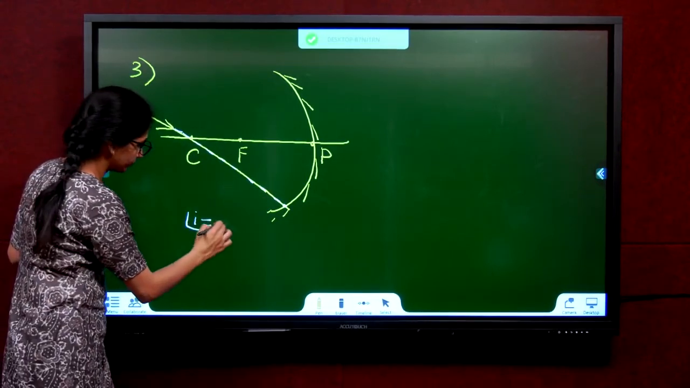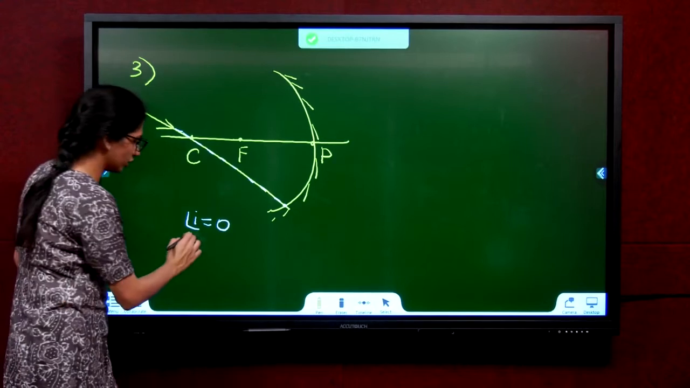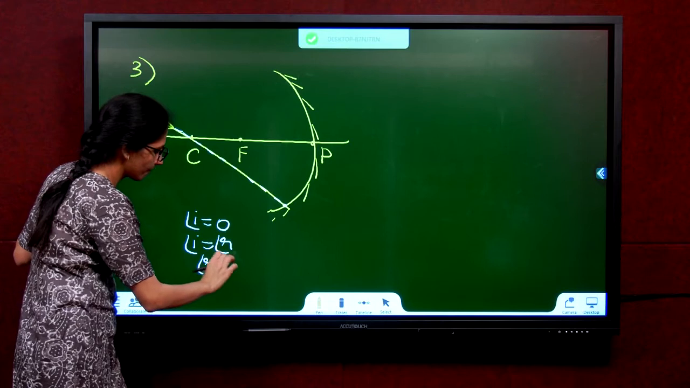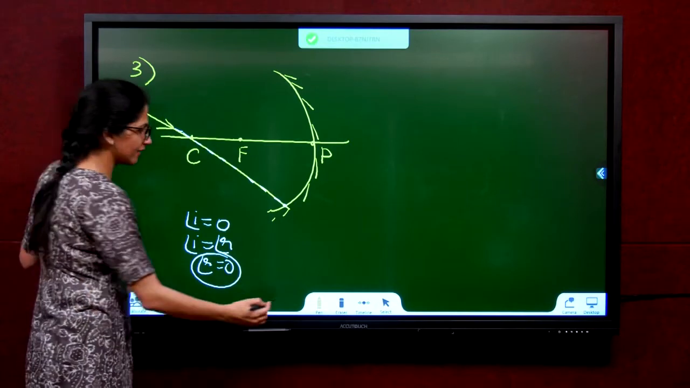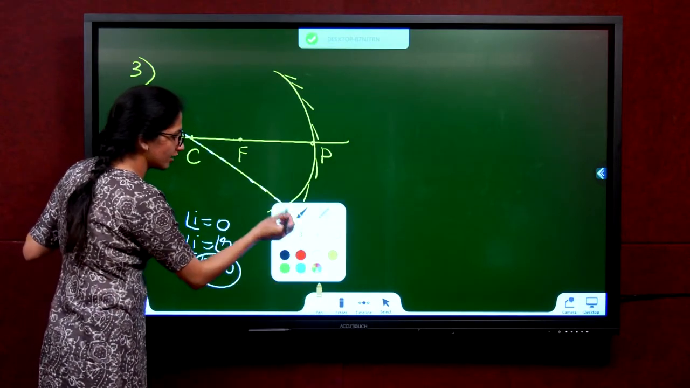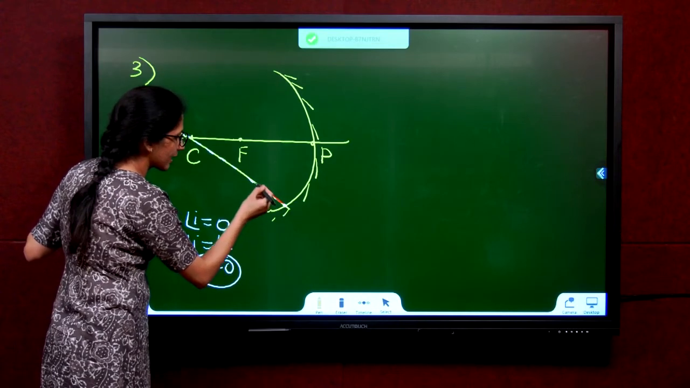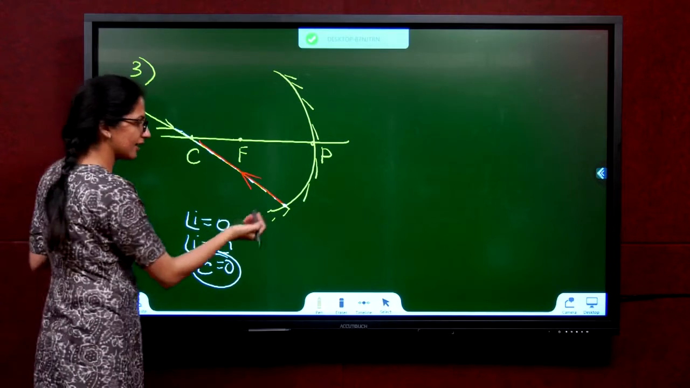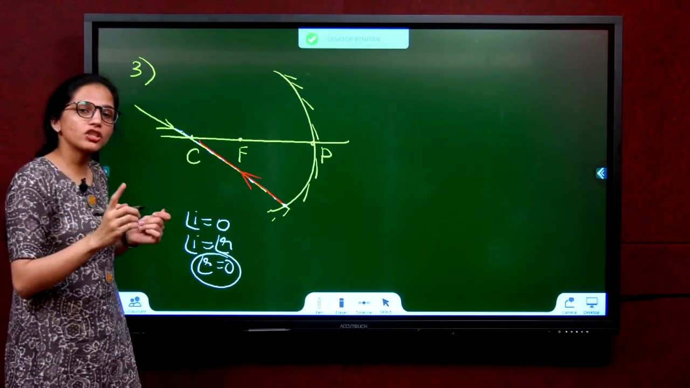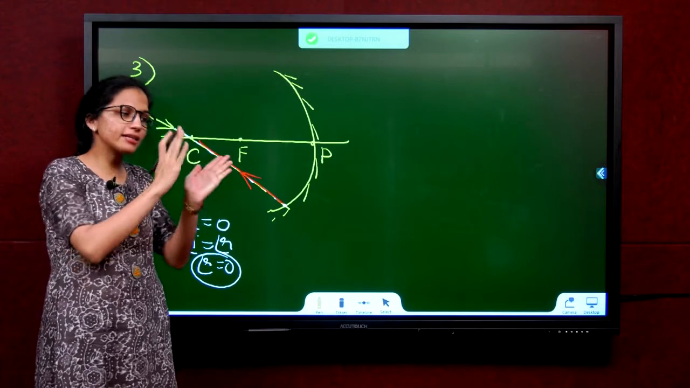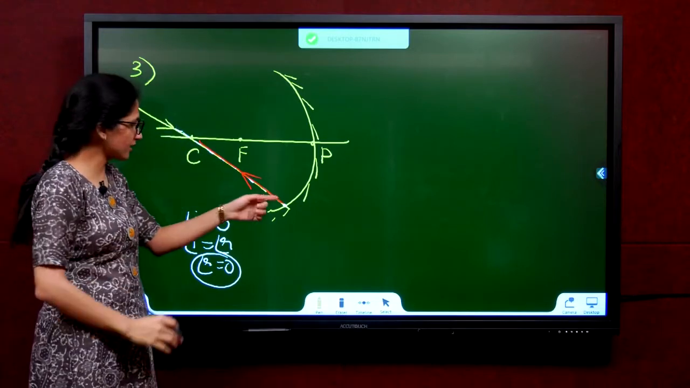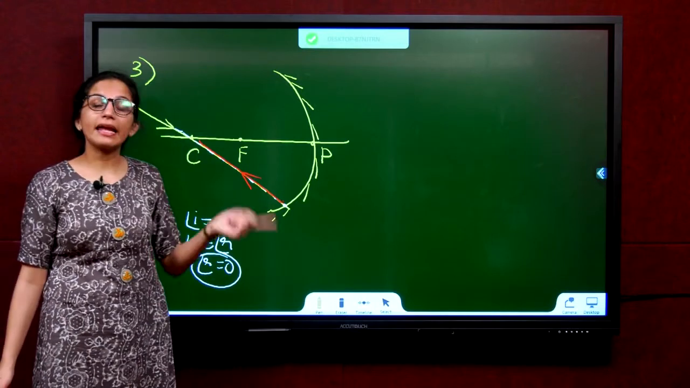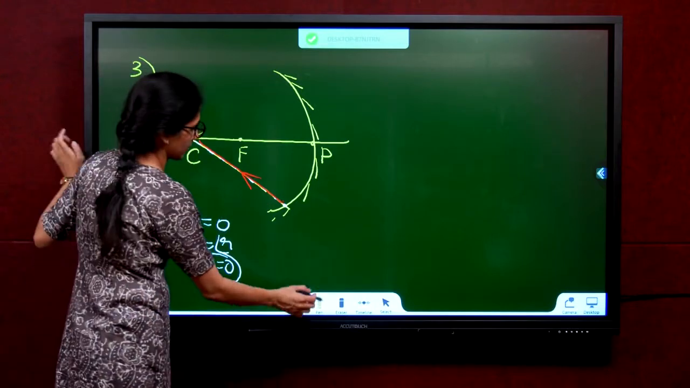Angle I is 0. Due to the law of reflection, angle I should be equal to angle R. Can I therefore say angle R is 0? So the reflected ray will also start traveling along the same path. What is the angle R? Angle of reflection and angle of incidence is the angle between incident ray and normal, reflected ray and normal. What's the angle between the reflected ray and normal? 0, which is why the ray retraces its own path.